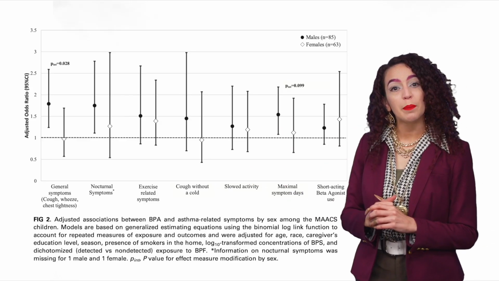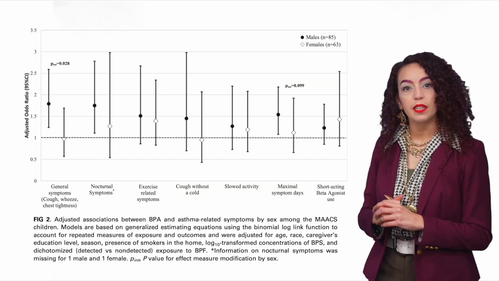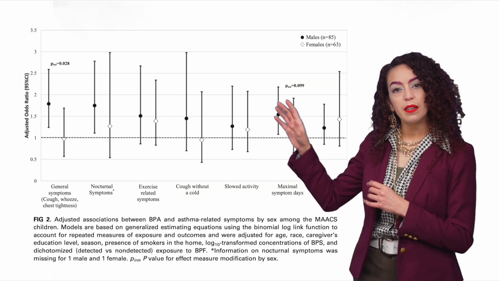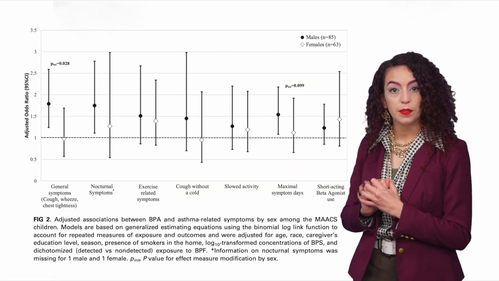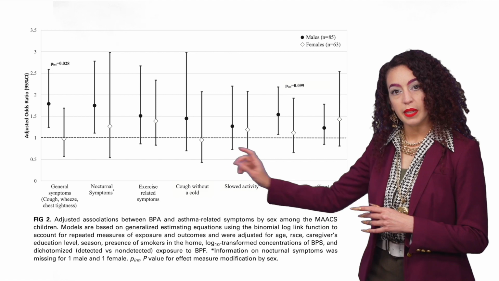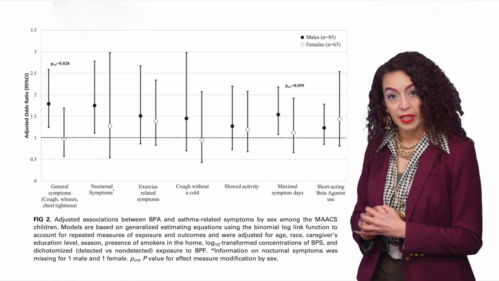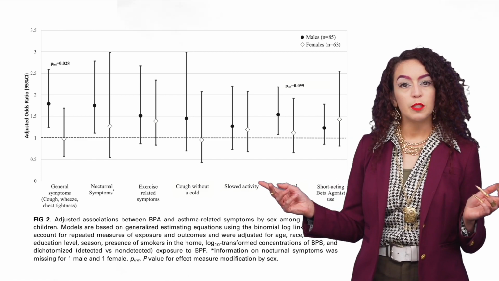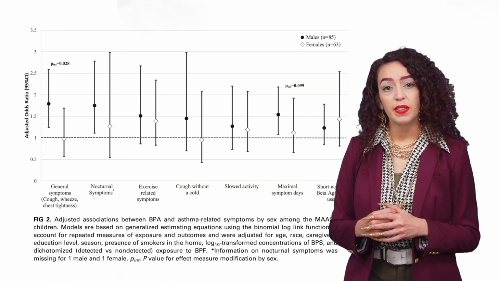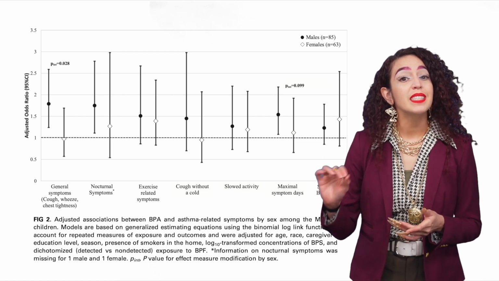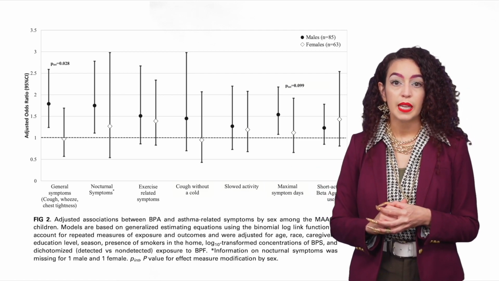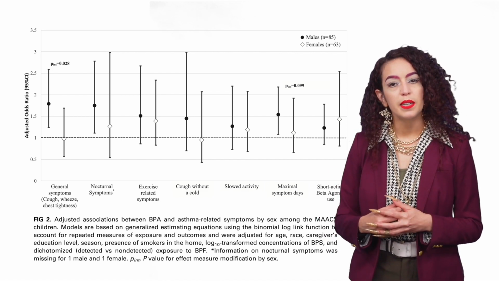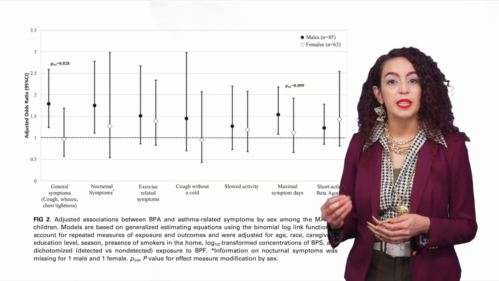In figure 2 of their paper, we can see the point estimate of the odds ratios and the corresponding interval for various asthma-related symptoms. The black dot represents males and the white diamond represents females. If the odds ratio crosses 1, this means the results are not statistically significant and suggests there may not be an association between the exposure and the outcome. Notice how none of the specific outcomes for females had a statistically significant odds ratio. However, 3 of the 7 outcomes were significant for boys, namely the general symptoms, nocturnal symptoms, for example, how often they woke up at night due to their asthma, and the maximum number of days experiencing symptoms.